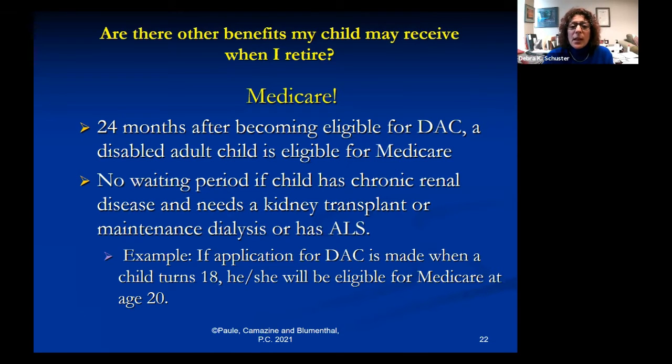So somebody could apply for disabled adult child benefits or for Social Security disability and be rejected the first time, appeal and be approved the second time, and that application would be retroactively approved back to the date of first application. So they may actually immediately become eligible for Medicare if 24 months have passed from that date of first application.